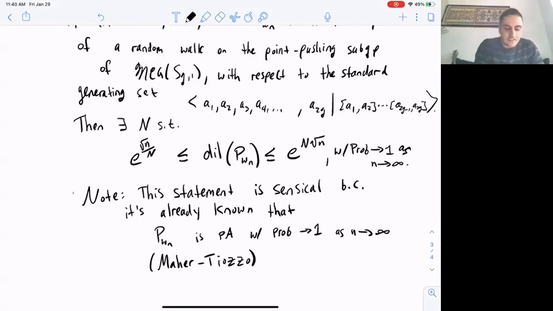So this theorem comes as a consequence of understanding other basic topological properties of the random curve that defines the point pushing map. And I want to talk a little bit more about that. And then maybe if there's time, sorry, I should know this.